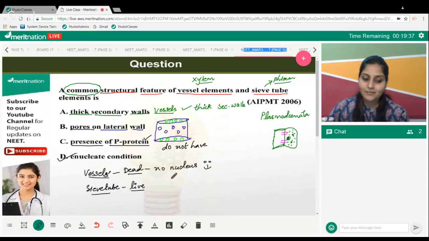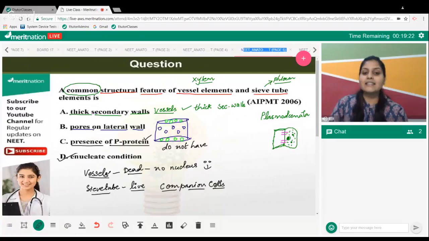I got an answer from Meenakshi. Very good. Sieve tubes are live. They are getting their metabolic requirements done from the companion cells. That is why they are companion, always helping them out. They are getting their requirements fulfilled by this. So this is the only commonality between both of them. Is this concept understandable to all of you, right?